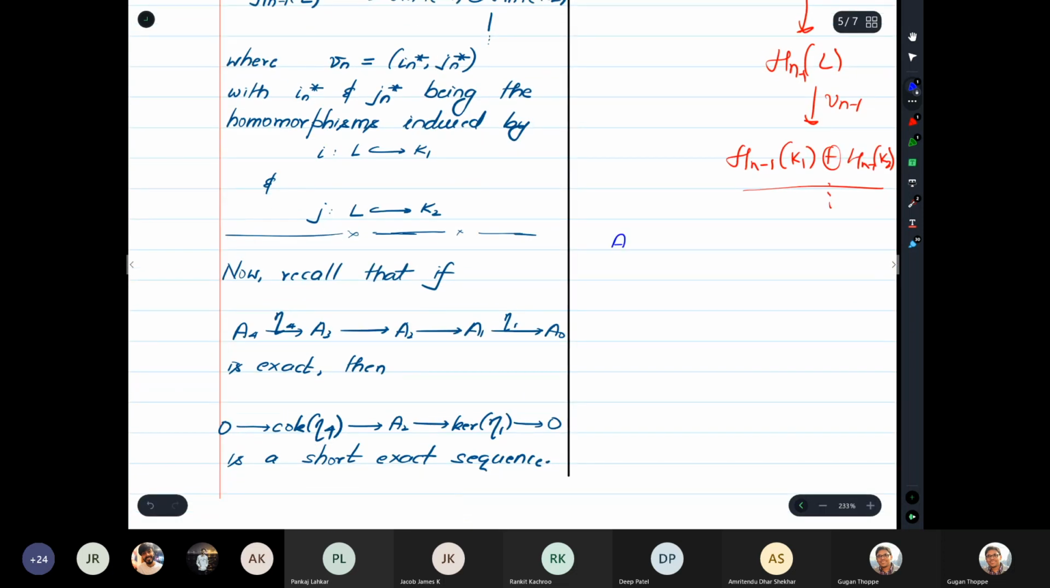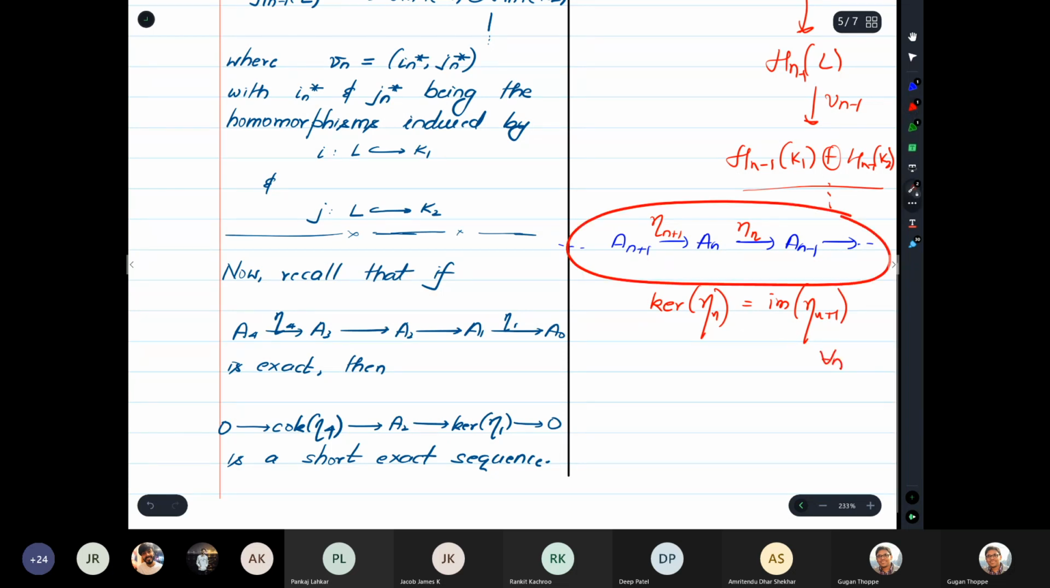So let's say you had ..., A n plus 1, A n, A n minus 1, ... such a sequence which continues forever, and let's say you had some map over here. Let's say this was some eta n plus 1 and this was some eta n. So we will say this entire sequence is exact if for every n, the kernel of eta n equals the image of eta n plus 1. Okay, so whenever this condition holds for all n, we will say that this whole sequence is exact.